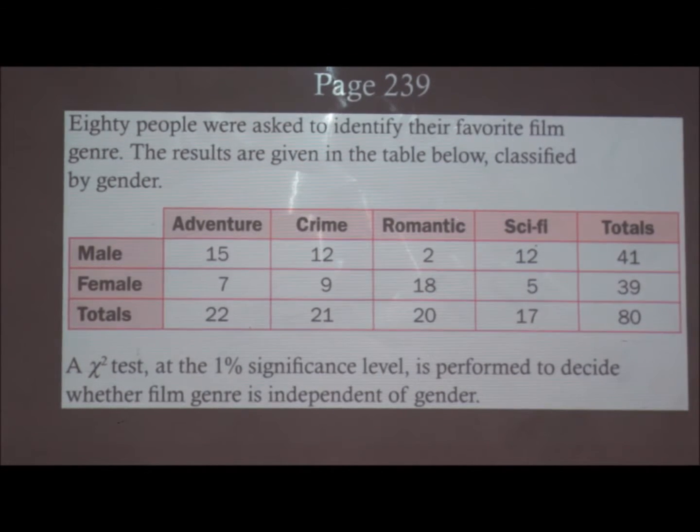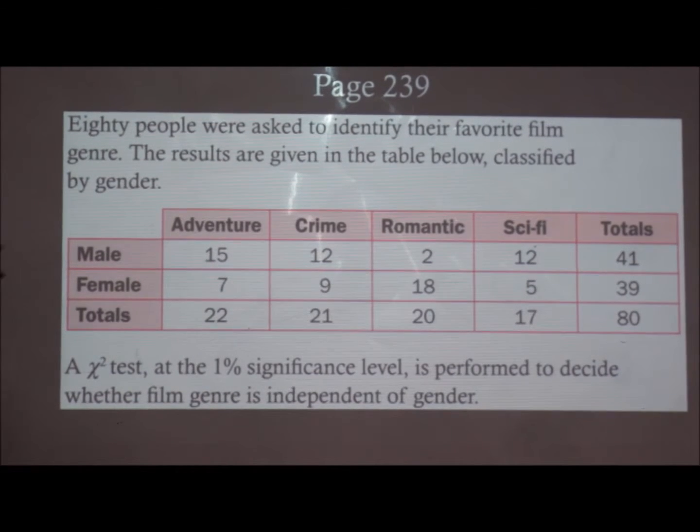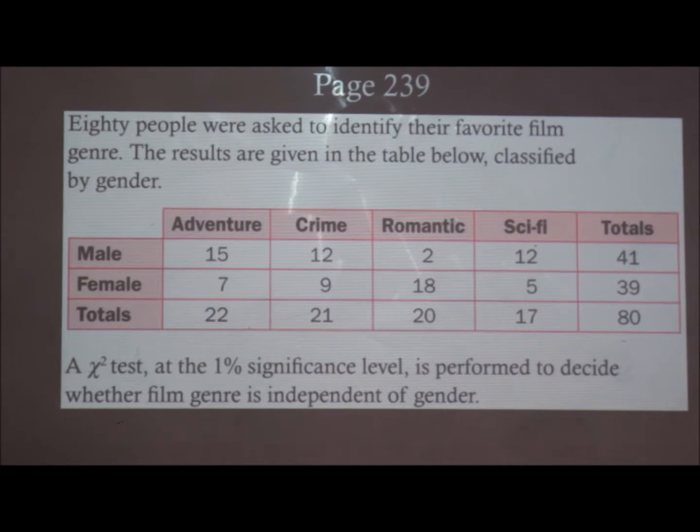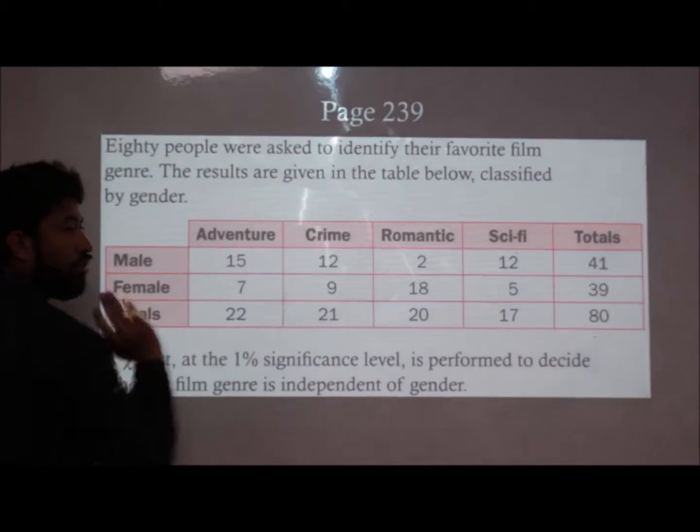I would like to listen to Mrs. Ferran reading the exercise, please. The results are given in the table below. Okay, the table is there: adventure, crime, romantic, science fiction; male and female. Gender, movies.